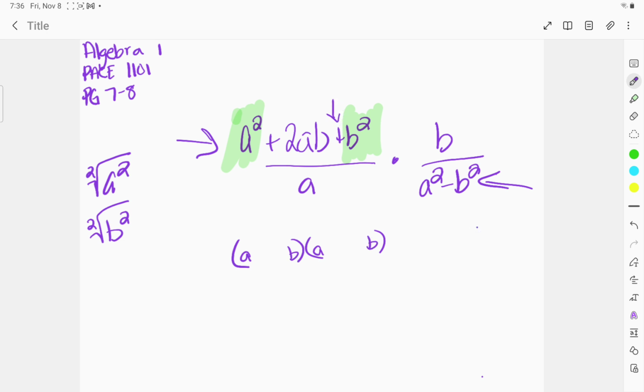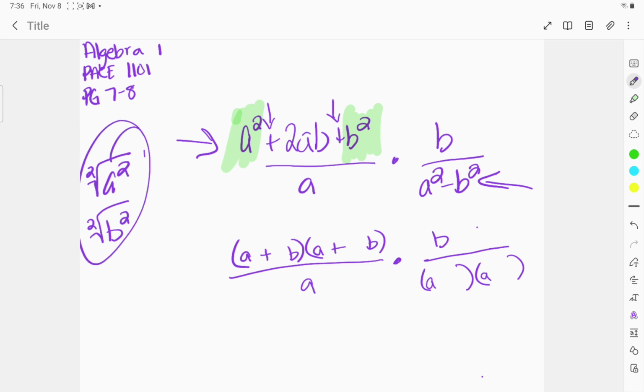This sign tells me that my signs are the same. This sign tells me what those signs are. And then over a. And then I'm multiplying that by b over. Remember, in this one, all you're doing is taking the square root of a squared and taking the square root of b squared. And we've already done that right here. So I'm just going to write those in. And remember, the difference of two perfect squares, you have a negative sign between two perfect squares. The only difference in those binomials is your signs.